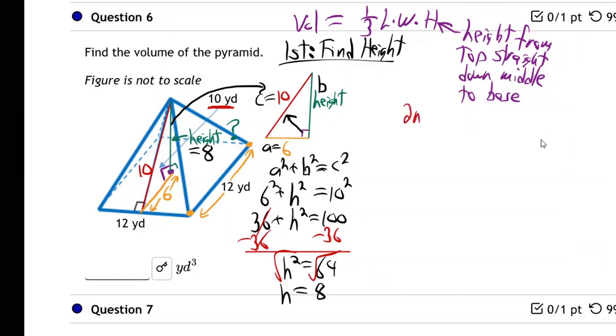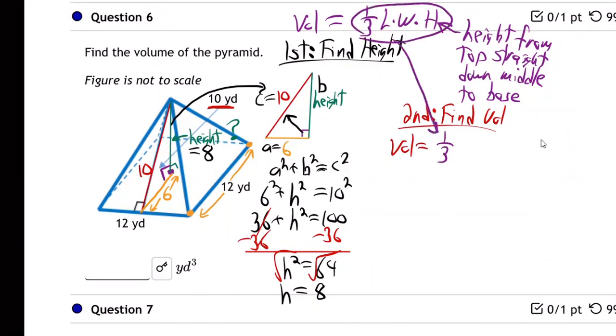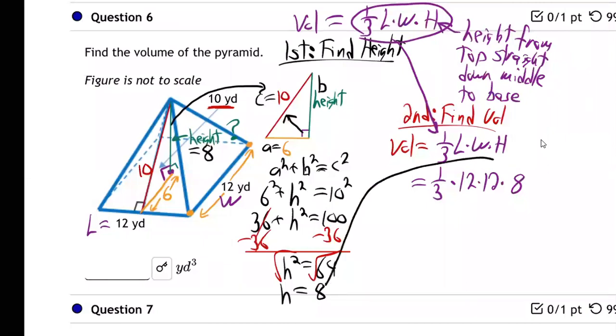Now we can go, all right, second, find the volume. How do we find the volume? Well, the volume formula is what it's been all along: 1/3 length times width times height. This is the length, this is the width. They're both just 12. 12 times 12 times the height. We had to find that height, didn't we?